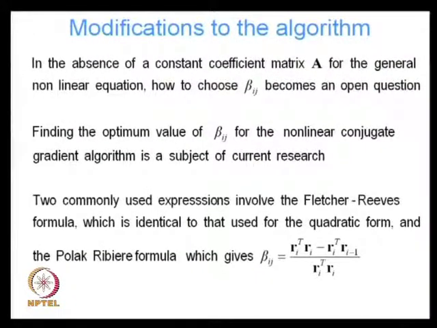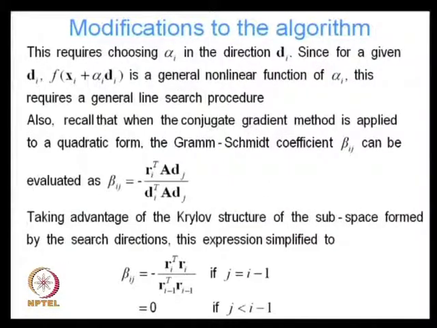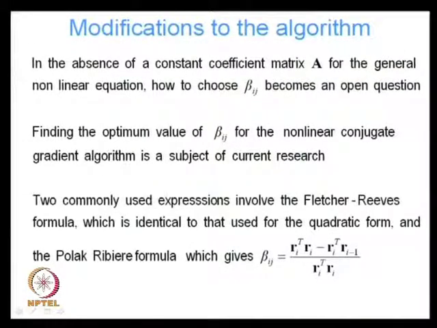In the absence of a constant coefficient matrix A for the general nonlinear equation, how to choose beta ij becomes an open question. There is no definitive solution to that. Still, people are proposing different formulas for that. One option is to just use the expression which we use for linear conjugate gradient, that is, conjugate gradient applied to the quadratic form. We use this expression for beta ij. That is known as the Fletcher-Reeves algorithm.